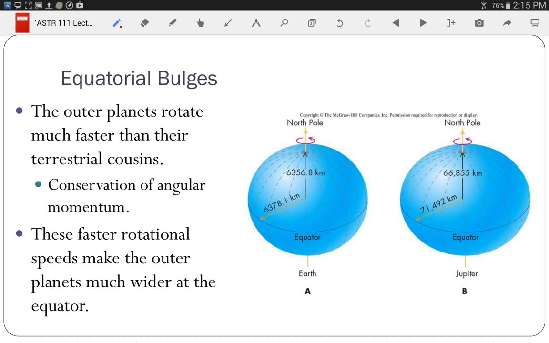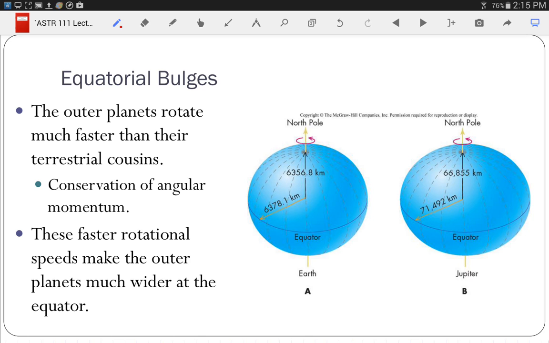Looking at equatorial bulges. I tend to have an equatorial bulge. I bulge right here, right? Now, the planets are rotating. And because they're rotating, like when you spin around in a circle, your hands naturally come out. Well, that's what's going on with the planets. They're spinning around, and the equator is the farthest from the axis of rotation, so it has the fastest speed, and it causes an equatorial bulge.